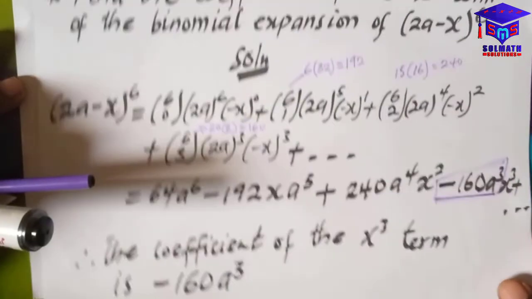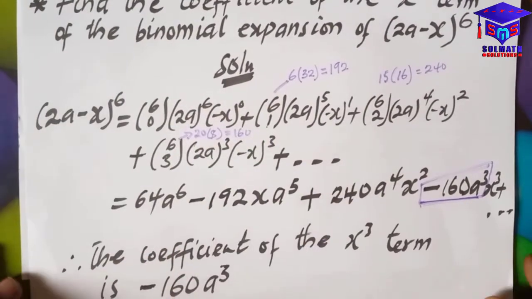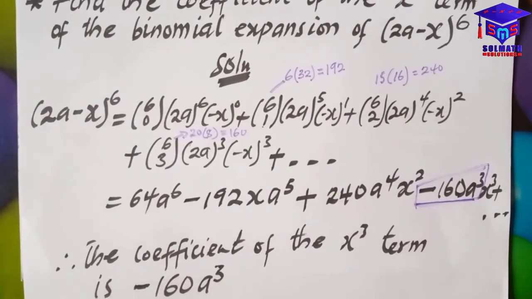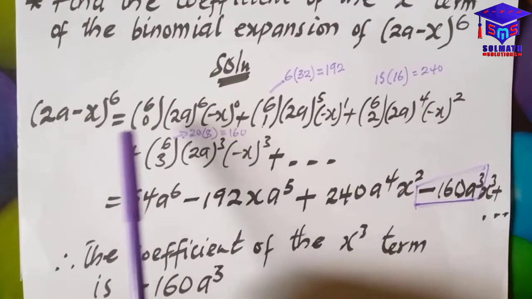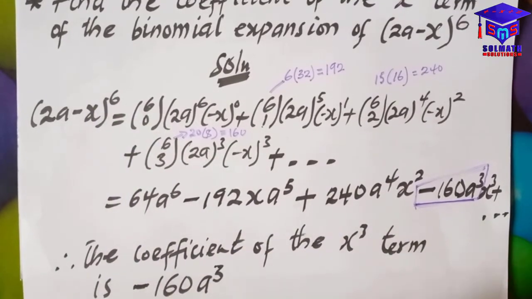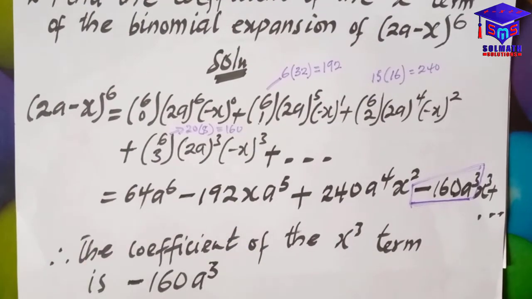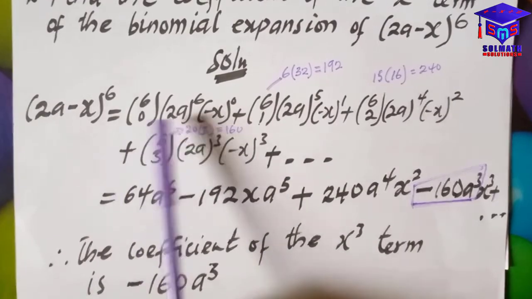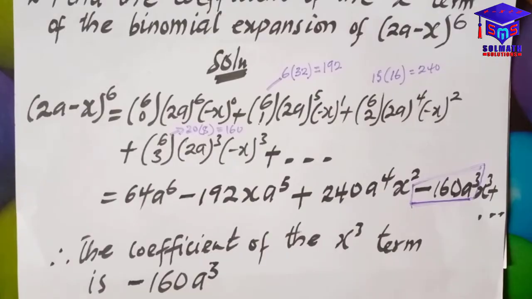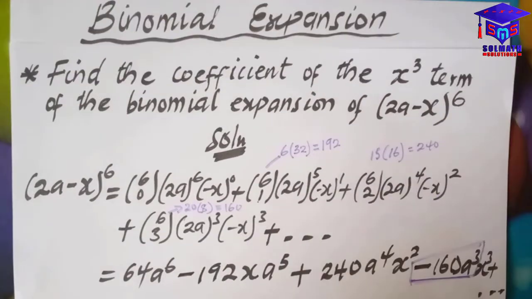So you can choose to go by this using the combination, or you can go by the Pascal triangle when the power of the binomial is smaller. But when the power of the binomial becomes a little bigger, using the Pascal triangle would be a little difficult. Therefore, you may decide to use this method, which involves the combination. And you see that in finding the coefficient of the term that contains x to the power 3, we had to expand to that term before we get a coefficient.